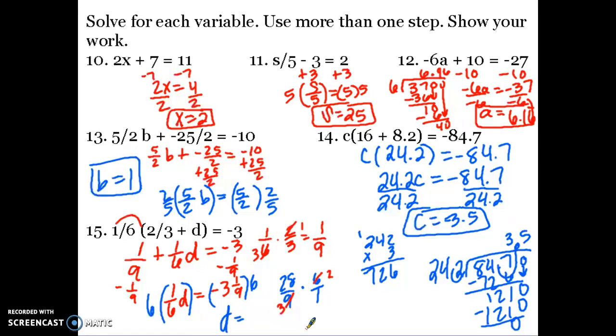28 times 2 is 56 over 3. 3 will go into 56 18 times, with 2 left over. So D is negative 18 2/3.